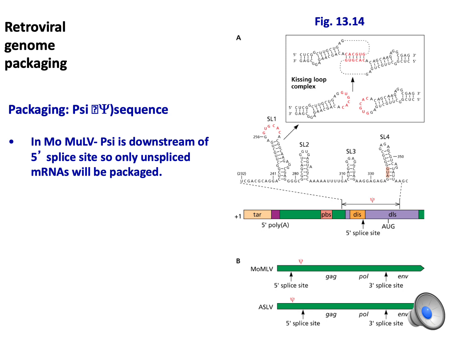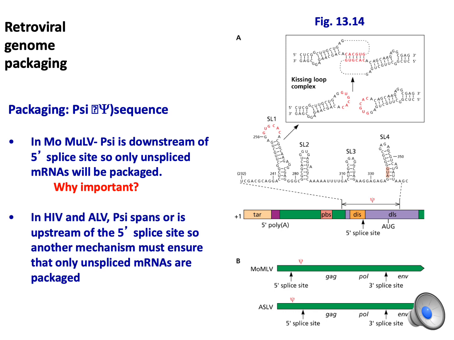Because you don't want to package the envelope messenger RNA. You want to package the full-length genomic messenger RNA, the same messenger RNA that encodes Gag and Pol. So that's why that's important.